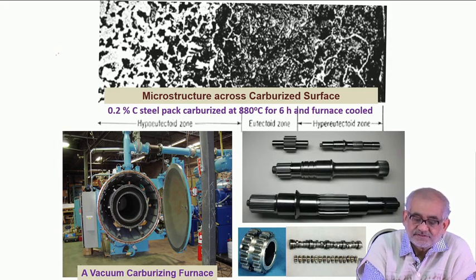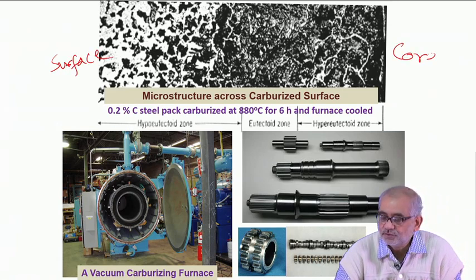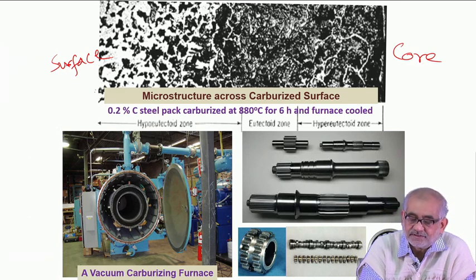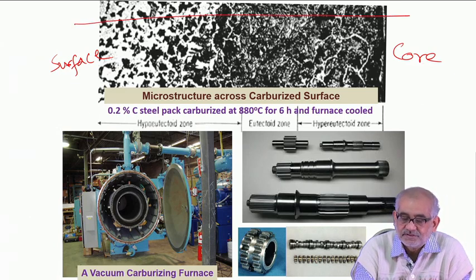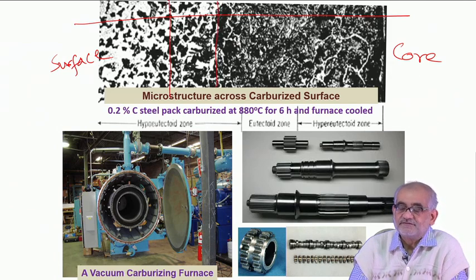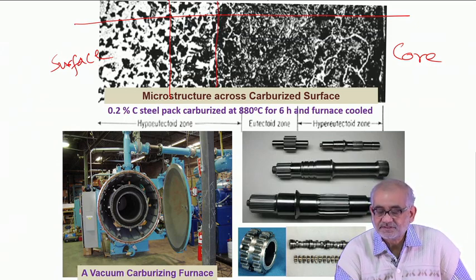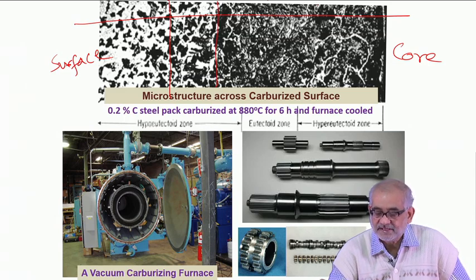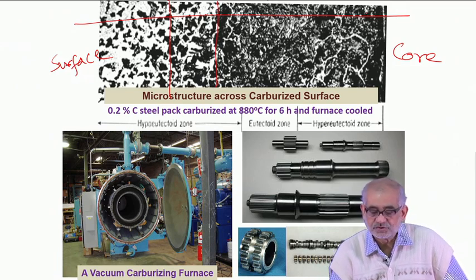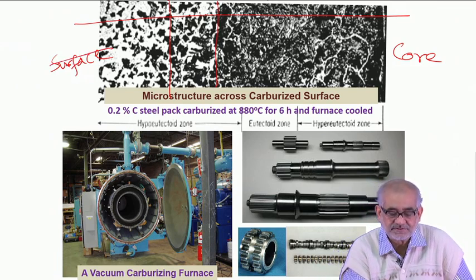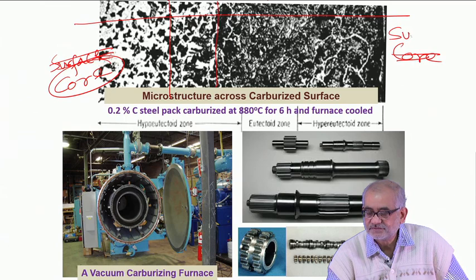So, if this is the surface after carburizing and this is towards the core, this kind of gradation of microstructure we see. Typically this is where we have much larger carbon, this is where we have carbon content which is in between, and this is where the carbon content reduces. I made a mistake here. This is the core region and this is the surface region.